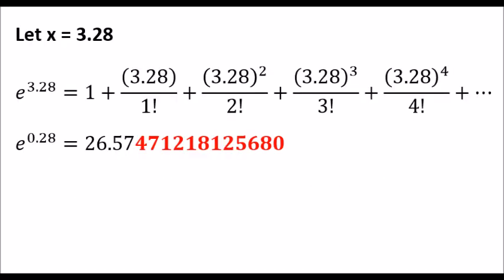Suppose we wanted to evaluate e to the 3.28. To do that, we could take 3.28 and plug that in for x in the Taylor polynomial. That value is shown in the last line. The red digits are uncertain.